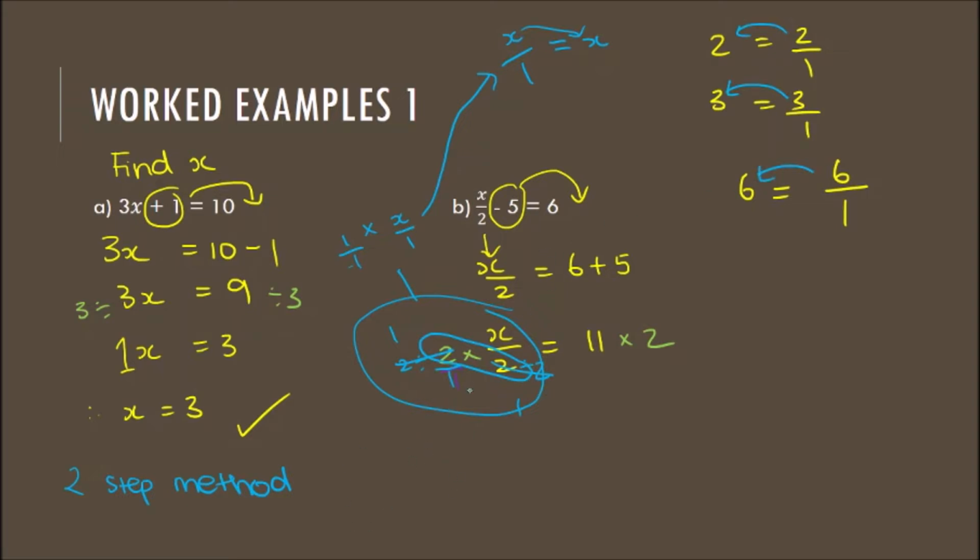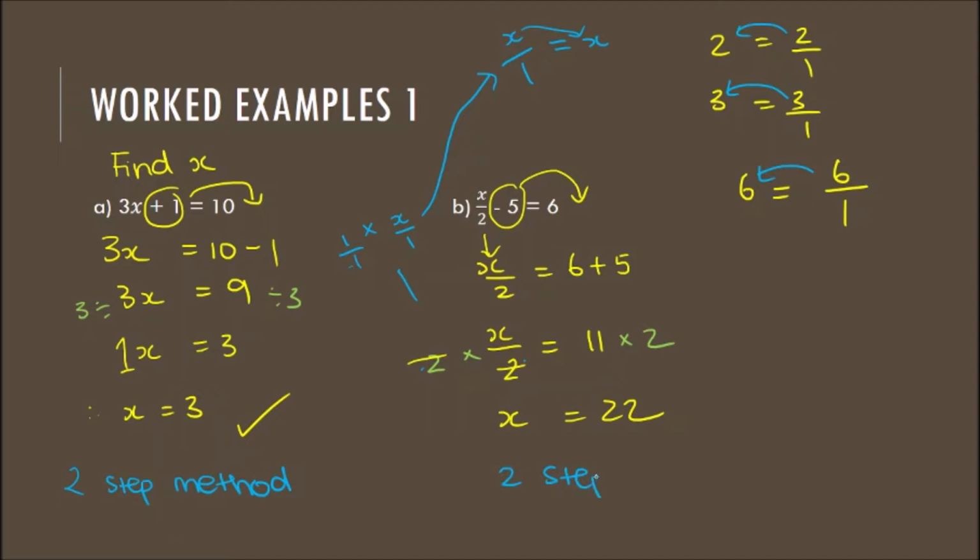So if I was to erase that, I'm just going to erase that so it's just a bit more clear for everyone. And just write 2 there. And write 2 there. So the 2's cancel out. So now it becomes x equals 11 times 2, which is 22. They cancel out. So this would be another example of the 2-step method.